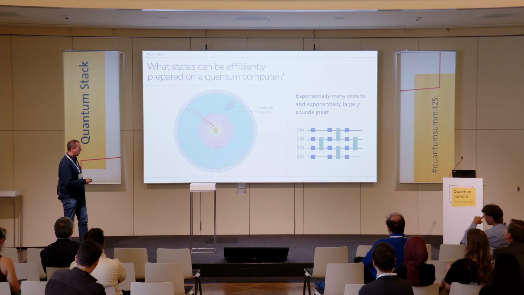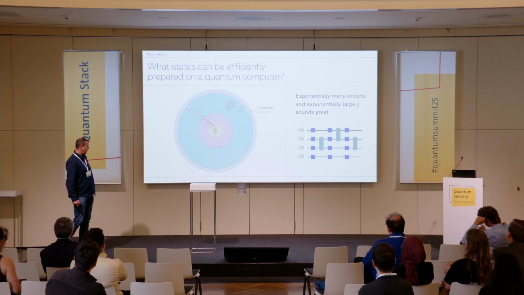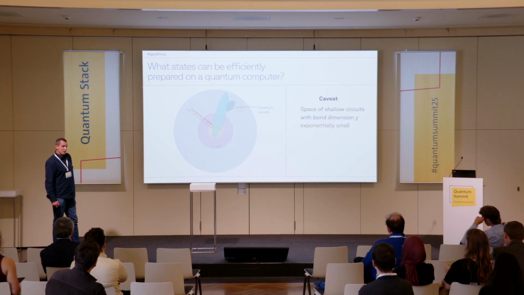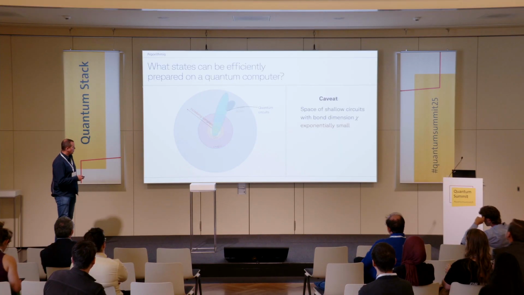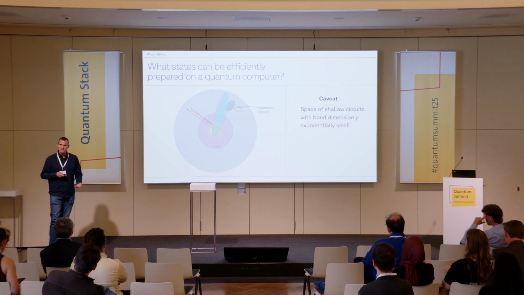But the question is then, how can you design your quantum circuit to represent those states? There are different degrees of freedom: single-qubit gates to perform rotations, and two-qubit gates to introduce entanglement. So how can you design such circuits, and how deep are they? The caveat is that the space of shallow circuits with bond dimension chi is exponentially small, so it's not easy to find those circuits. That's something we wanted to tackle in this use case.